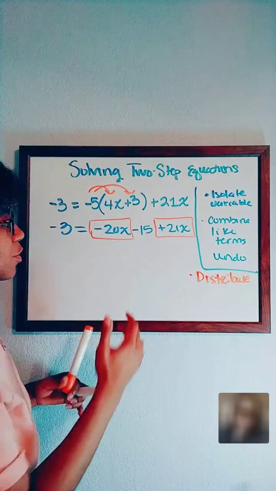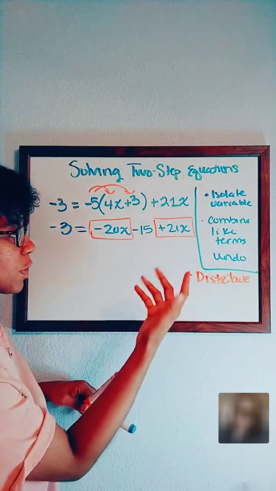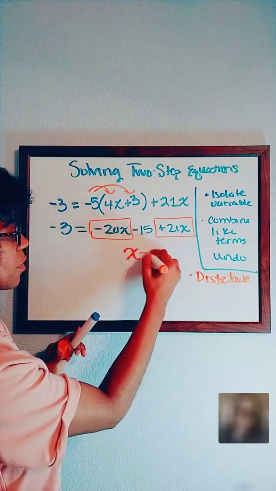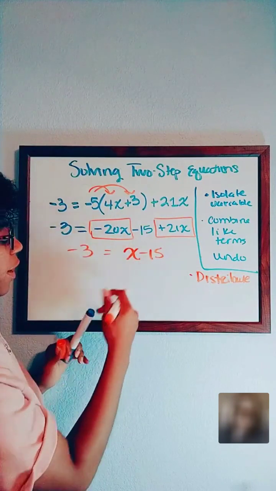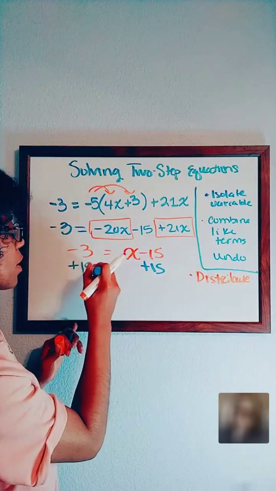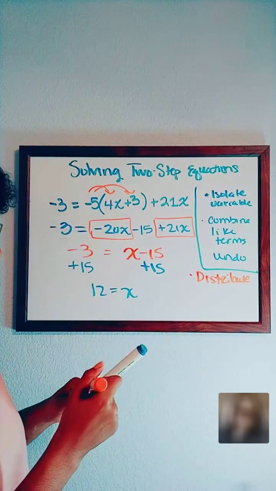Yeah, so you did it because you were like, okay, these are different signs. So what's the difference between 21 and 20? It's a 1. The bigger sign wins. So that would have gave you a positive x minus 15 is equal to negative 3. Then that's when, as I said, you kind of got to step back and look at it sometimes, so you can really see what's going on.